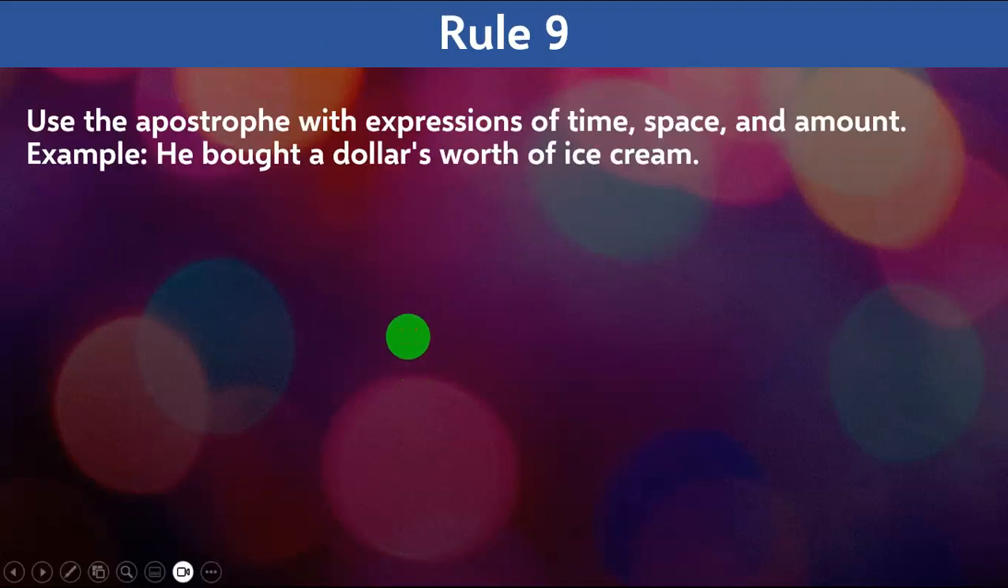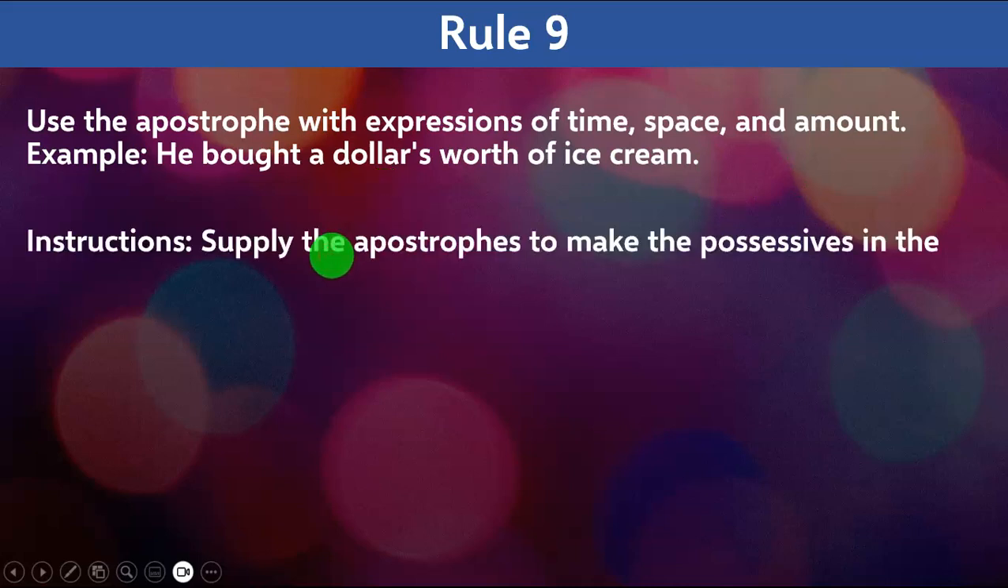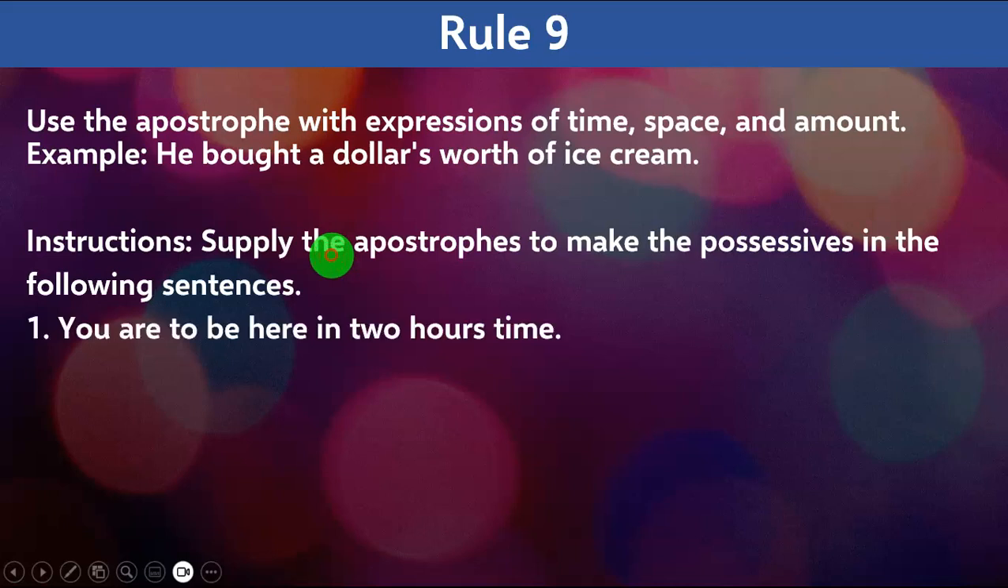Rule number 9 says, use the apostrophe with expressions of time, space and amount. Example, he bought $1's worth of ice cream. Dollar and apostrophe S. It's an amount. So hence you will use the apostrophe with the S. Alright, let's take 5 questions on this particular rule. And tell me what is the correct answer based on what you have learned in this rule and in rule number 8, 7 and 6.